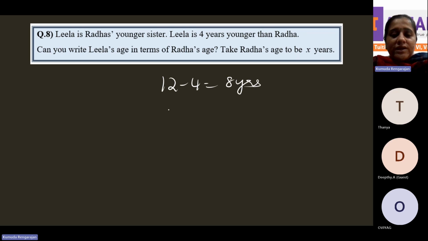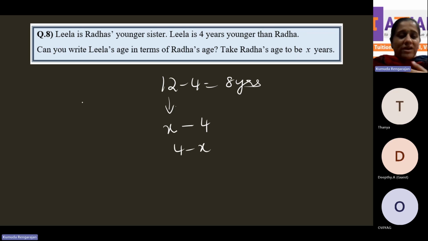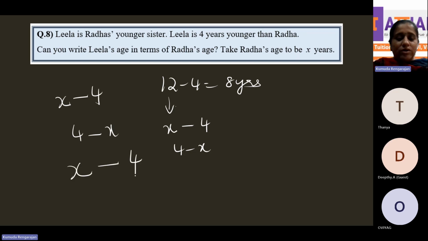So here we know that your age is 12. In the question, we do not know Radha's age. So we take it as X. So Leela's age will be X minus 4, not 4 minus X. From Radha's age, X, you must subtract 4 to get Leela's age. It is not 4 minus Radha's age. It is Radha's age minus 4, which will give us Leela's age.